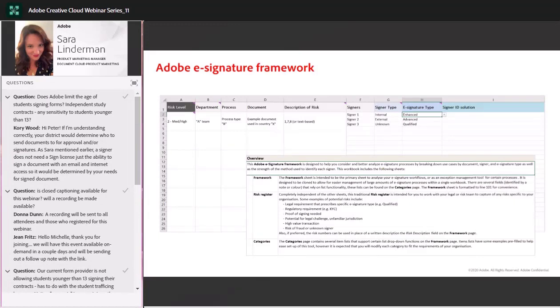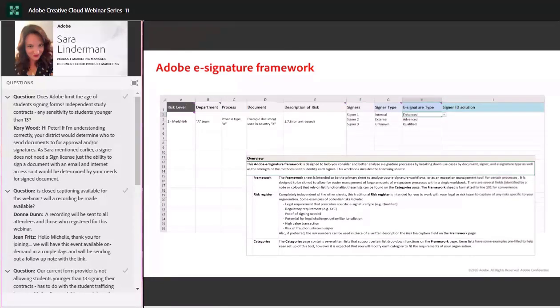And that's why we created the Adobe e-signature framework. It's publicly available. It's a spreadsheet-based tool that's designed to help departments and teams analyze the connections between the type of e-signature and document category, how well you know the signer, and the type of method used to identify the signer.